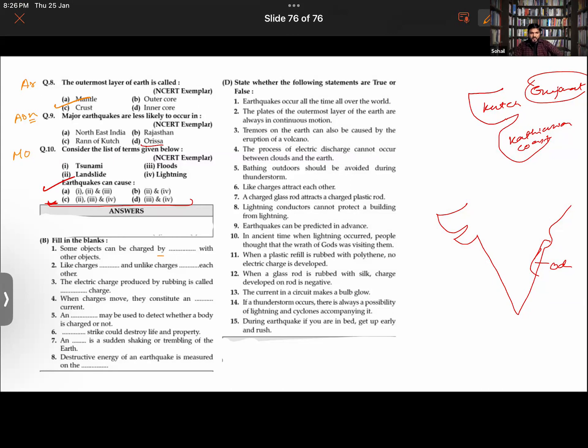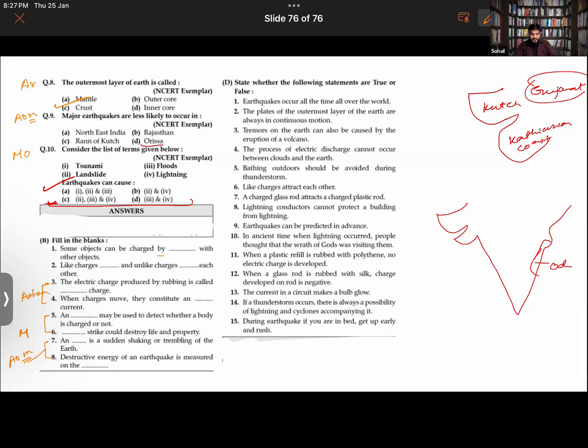Very good. Okay, the next two questions, Arhan, you answer 3 and 4. Moz, you answer 5 and 6. Arham, you answer 7 and 8. Okay, starting from Arhan. Question number 3: the electric charge produced by rubbing is called electrostatic charge. Very good. Question number 4: when charges move, they constitute an electric current. Very good.